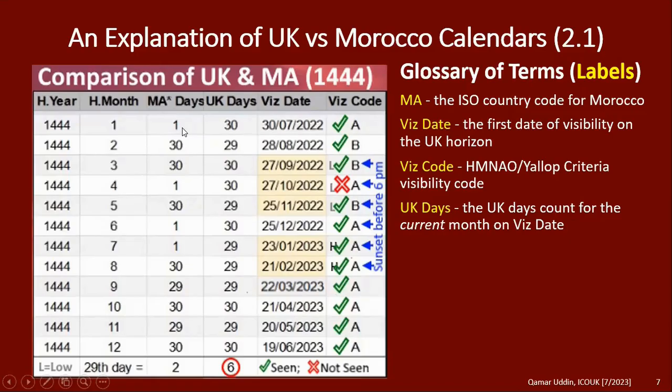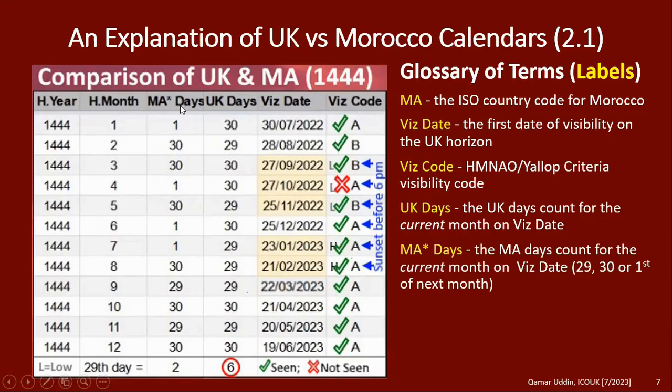But 1 here on Morocco days means that they have sighted the moon on their 29th, the previous day, so they changed to the 1st of the next month, which is Muharram. But UK didn't sight the moon on the 29th of Dhul Hijjah, so it became 30. So 30 on UK, 1st on Morocco. So you could have 29, 30 as well as 1st in the Morocco column, and on UK it will be only 29 and 30.